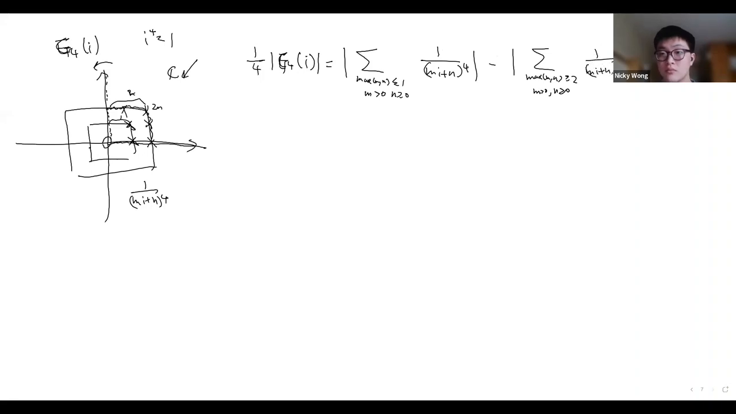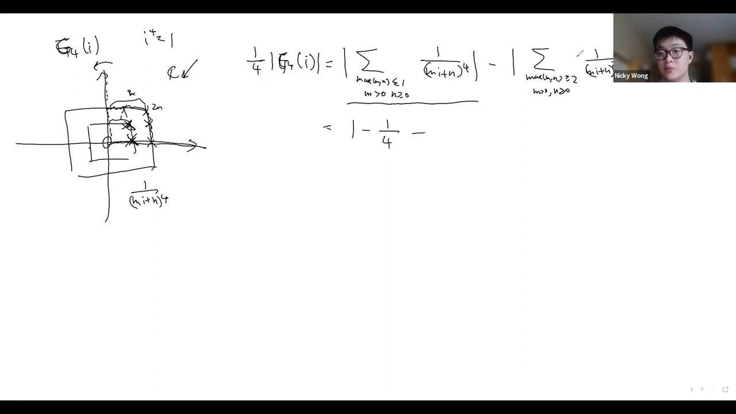This one only has two terms, this and this. The first one is 1, 0, I to the 4 is 1, so that's 1. The second term is 1 plus I, and then 1 plus I is square root 2 times e to the 2 pi divided by 8, I think. So if you take the fourth power, that's basically minus a quarter, square root 2 to the 4, right?